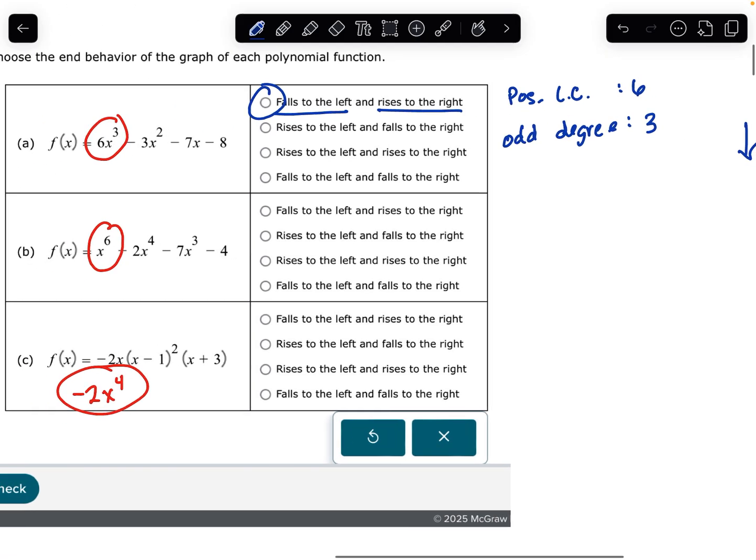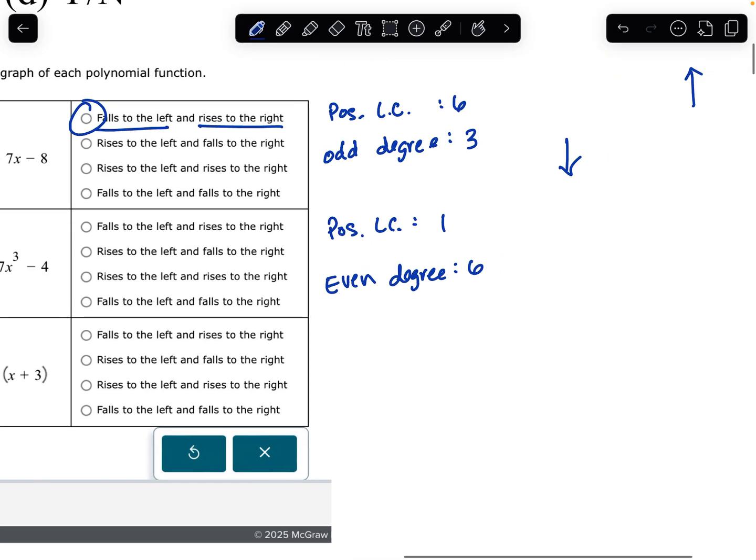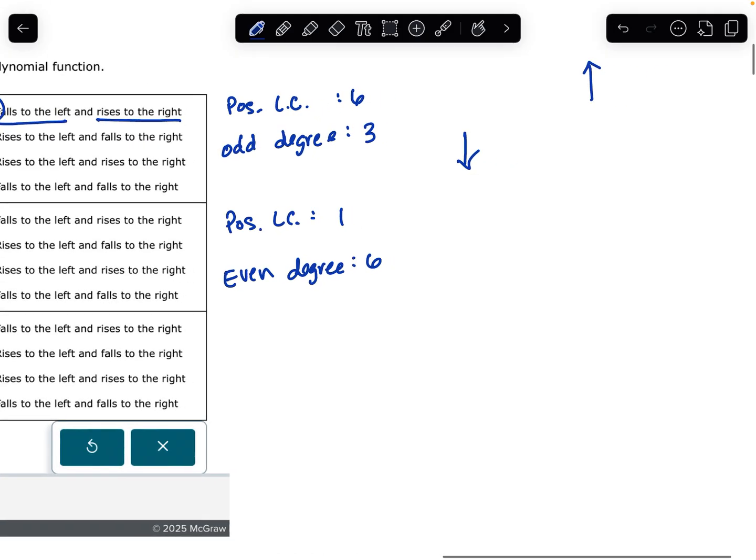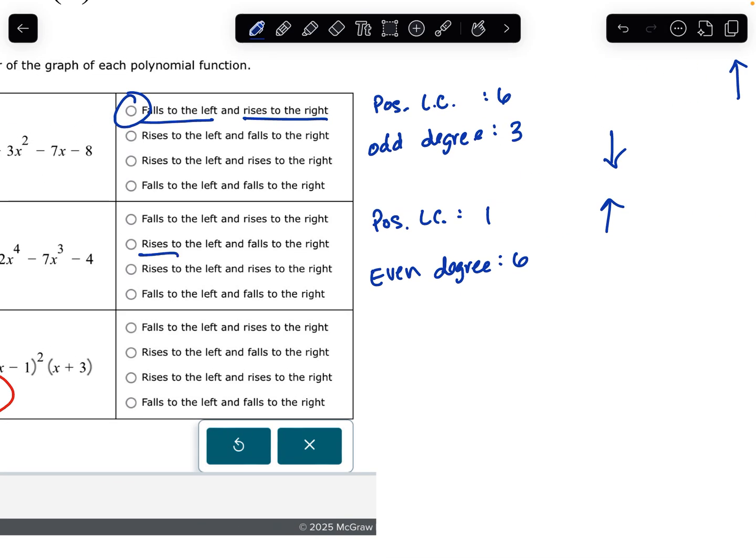For this one right here, looks like we have a positive leading coefficient, that is 1, and we have an even degree, and that degree is 6. So if it's an even degree, they must be going in the same direction, and if it's a positive leading coefficient, that direction is up. So it has to be going up on the left and up on the right. So it has to rise on the left, but not fall. So rise on the left and rise on the right, so it's got to be that one.